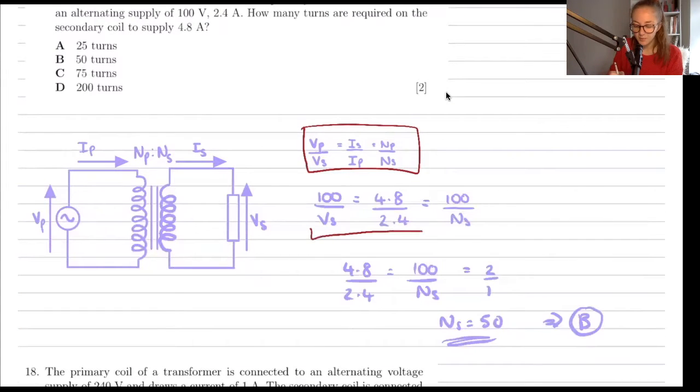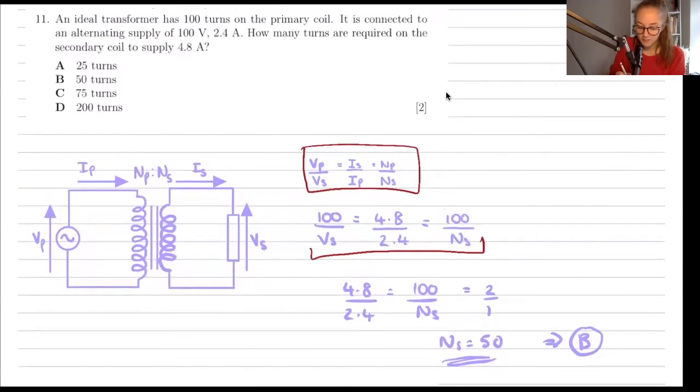And here I've put in the information that we're told. So we're told that the primary voltage is 100, our secondary current is 4.8, our primary current is 2.4, and the number of turns in the primary is 100. And the information that we want is the number of coils in the secondary.